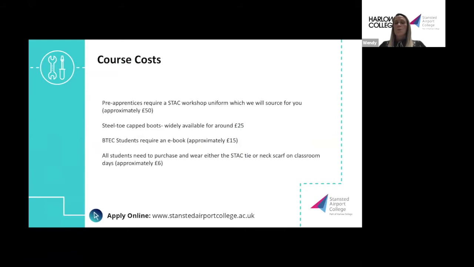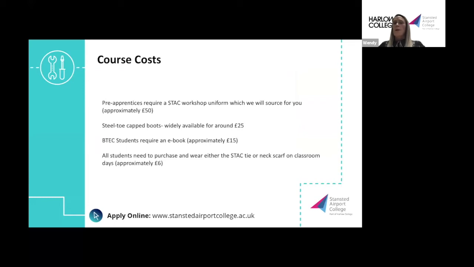Next slide, please. The course cost will depend on the course option that you choose, but here's a summary of some of the costs that you may experience. Pre-apprentices will require a workshop uniform, and this can be sourced for approximately £50. At enrolment, we will take your size and we will actually order this for you. Your steel toe cap boots, however, will need to be purchased by yourself, and these are widely available for approximately £25.